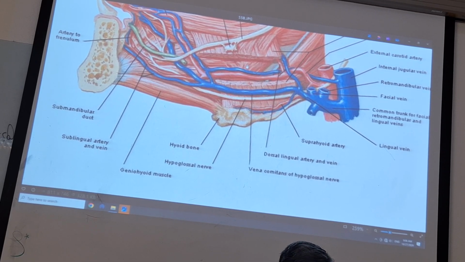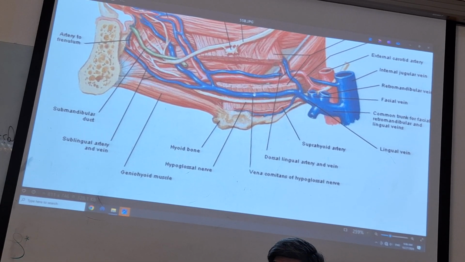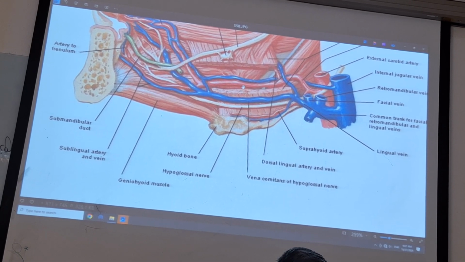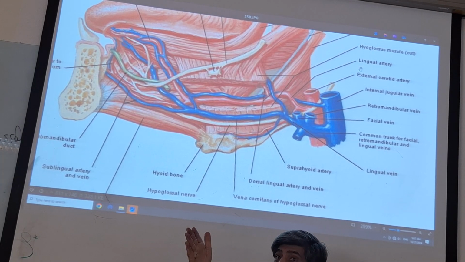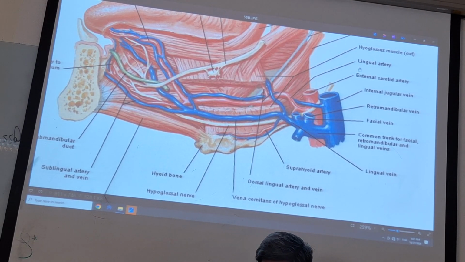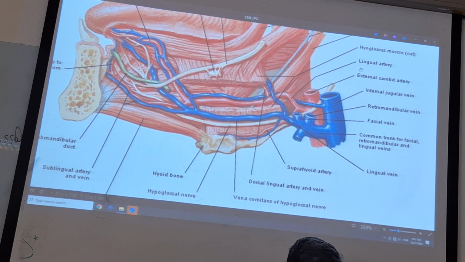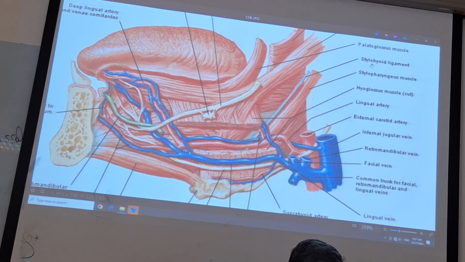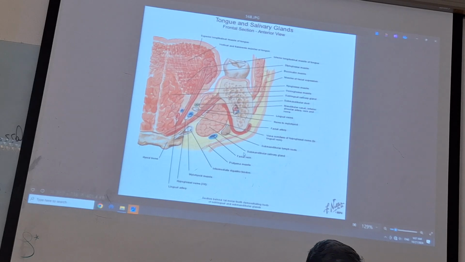Deep surface of the hyoglossus, relations: three structures. The lingual artery, the lingual nerve relates to the superficial surface, but the lingual artery relates to the deep surface. And another, the glossopharyngeal nerve and stylohyoid ligament.